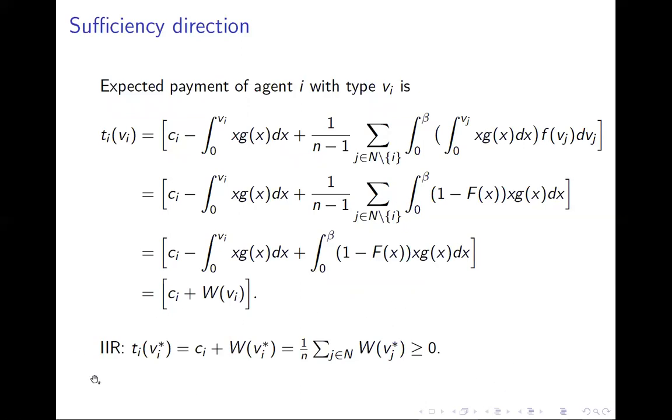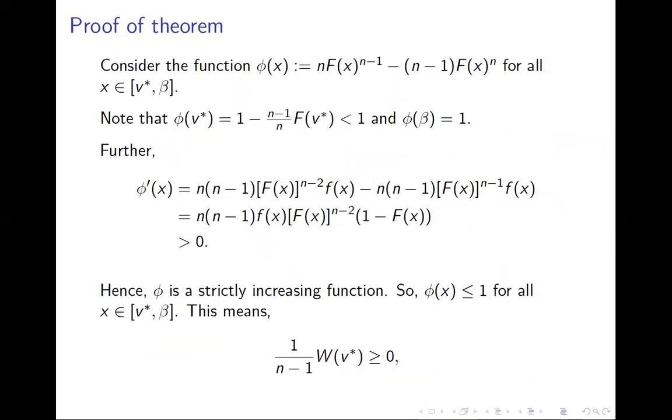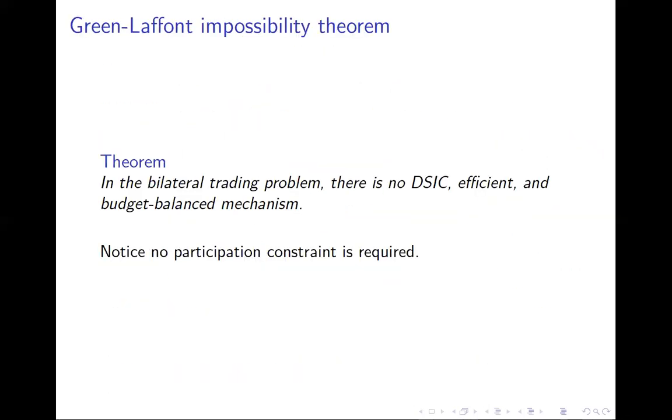But if I did not have interim individual rationality, that constructed mechanism is always Bayesian incentive compatible, efficient, and budget balanced. So what I'm telling you is that if we weaken the incentive compatibility property in this model to BIC, there will be mechanisms which satisfy BIC, efficiency, and budget balance. But with DSIC, there is no such mechanism. Okay, so participation is the problem when we go to BIC. But for the impossibility result with DSIC, we don't even need the participation constraint.